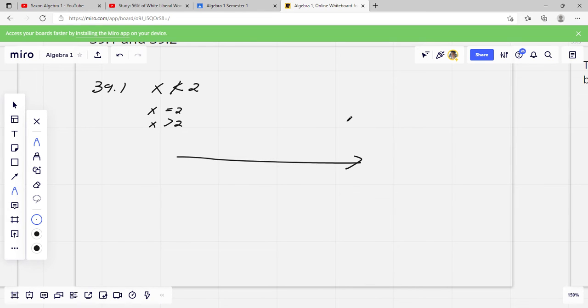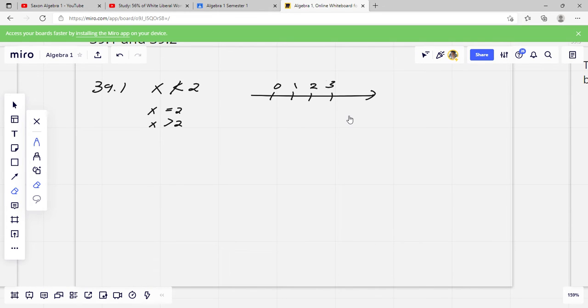So if we put that on a number line, here's our number line. And we'll have 0, 1, 2, 3. Let's make it go the other way as well. -1, -2. Okay, so it could be equal to 2, so we're going to have a closed-in circle on 2, not an open circle. Closed-in circle means equal to. So we've got a closed circle on 2. And then it is not less than 2. That means it has to be everything that's more than 2. So that way.